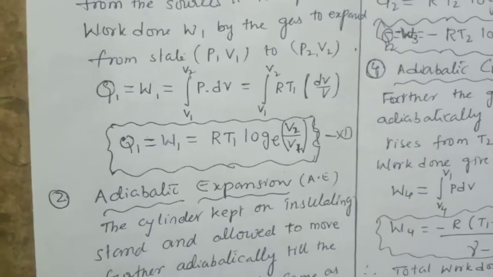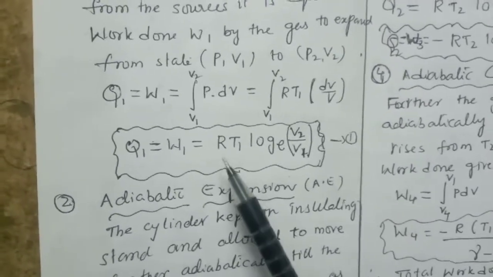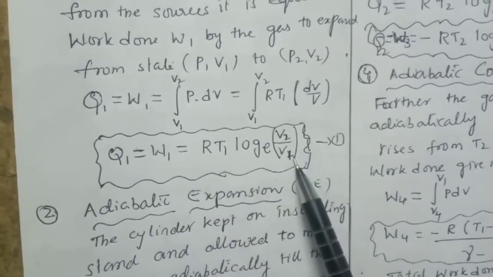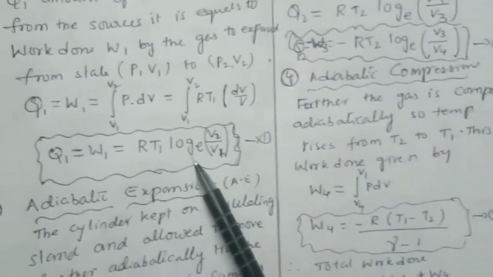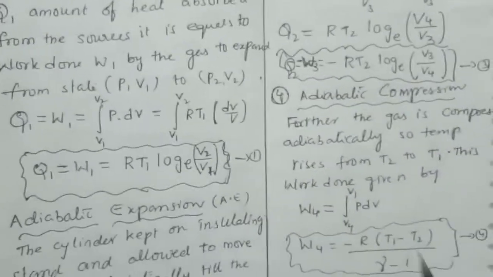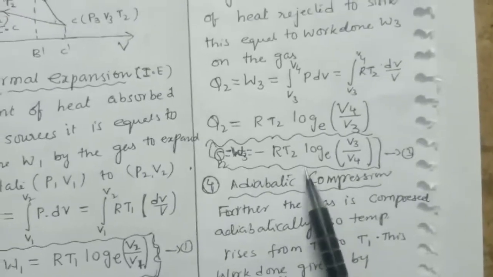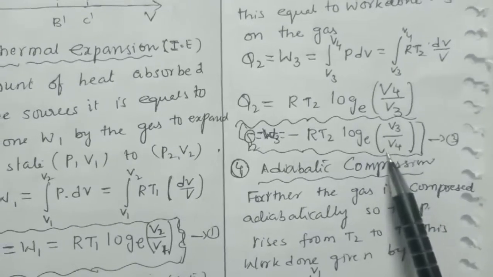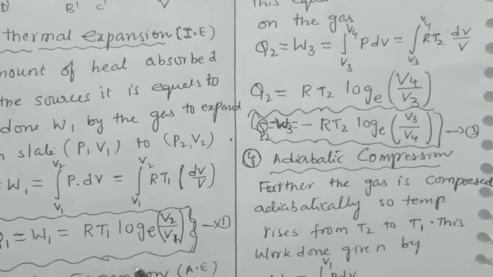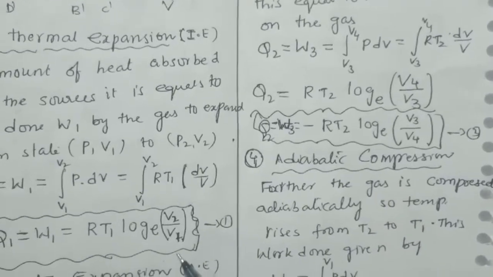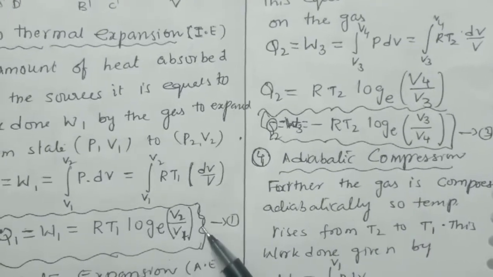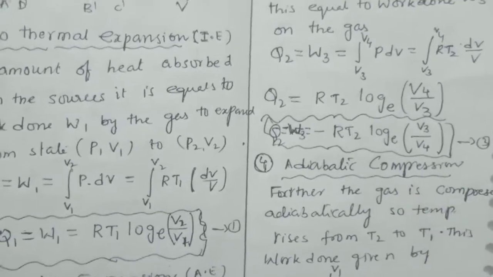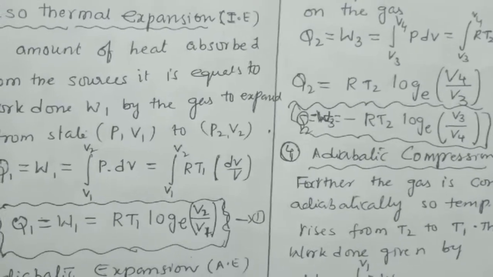Now, let us look at all the equations once. See this first equation: Q1 is equal to W1 equals RT1 log base e V2 by V1. This is similar to equation number 3, Q2 is equal to W3 equals minus RT2 log base e V3 by V4. The differences here: no minus in one, minus in the other; T1 in one and T2 in the other; log base e V2 by V1 in one, and V3 by V4 in the other. The equation is the same, RT log base e and the volume ratio.